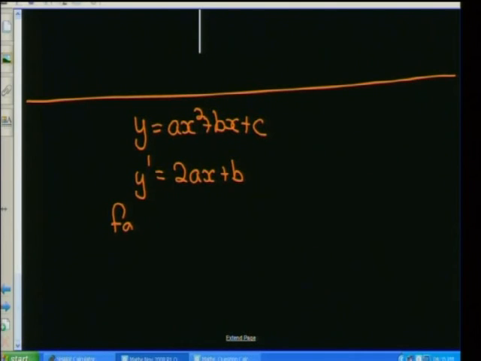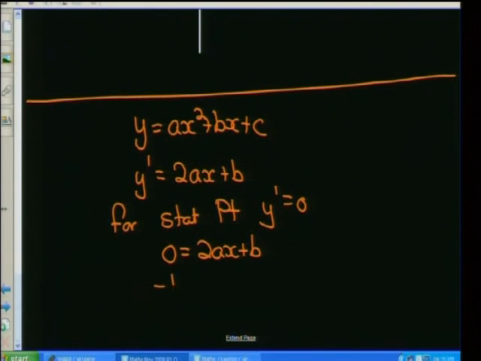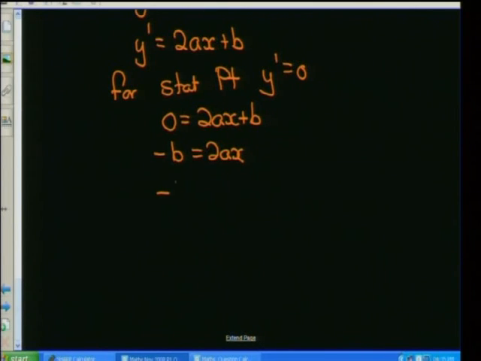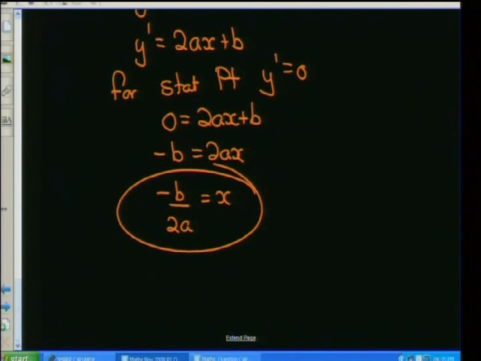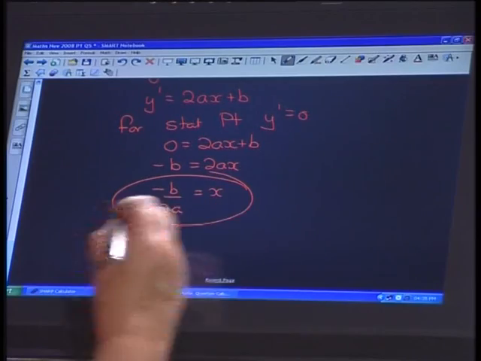Now, for a stationary point, we let the derivative equal 0. So 0 is equal to 2ax plus b. And so minus b is equal to 2ax. And at this stage, I'm sure you're all excited. You've seen this before. You can see this is where that formula could have come from. Of course, it also comes from completing the square on ax squared plus bx plus c. But this is a nice way to show how they get that formula.